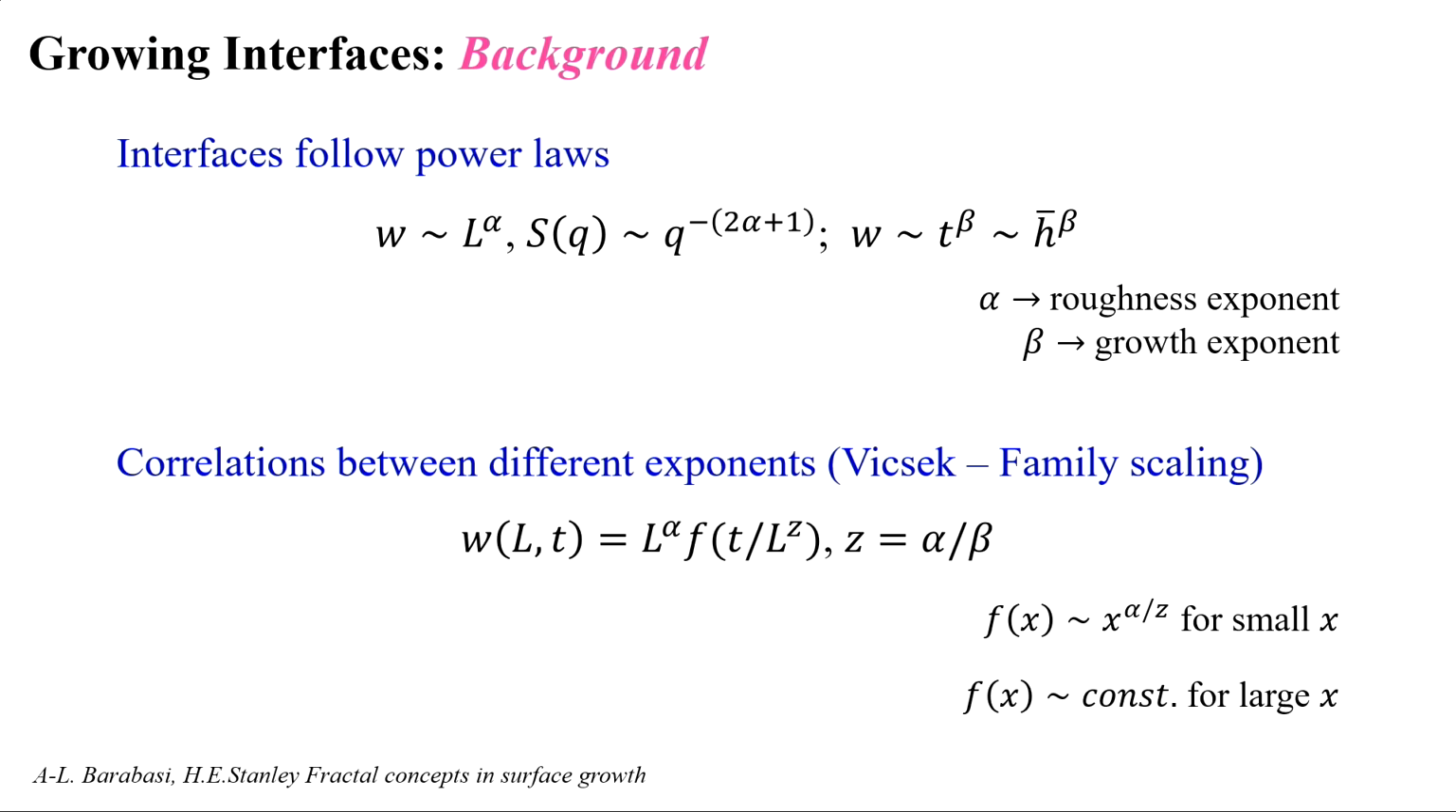And then thanks to Family-Vicsek scaling, one also now knows the relation between alpha and beta. The time correlations come in at smaller times, while at later times, when you see a saturation with time, the length scale correlations become much more evident, and the relation between alpha and beta is captured by what is called the dynamic exponent. Is that right?